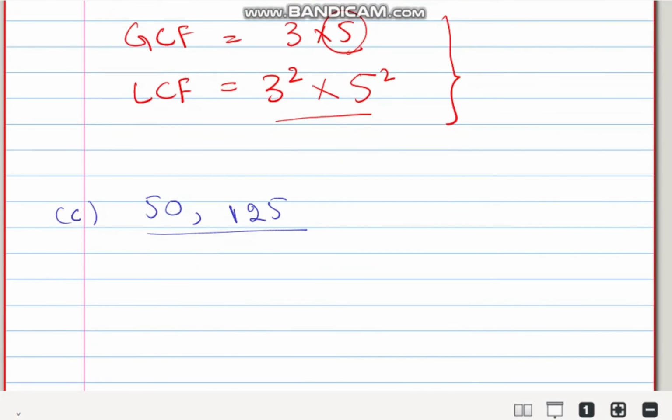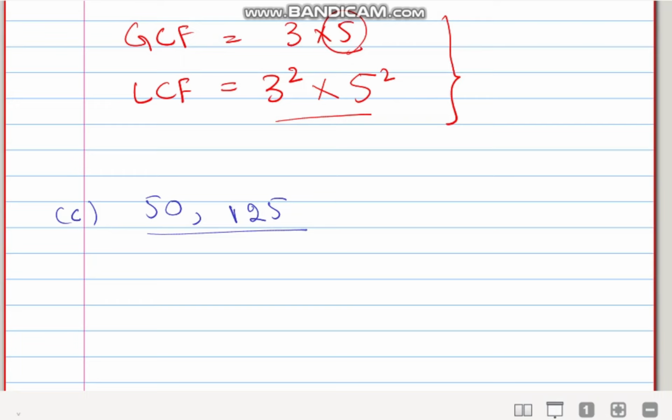We have this question, and you have to solve it. Students are solving this question: 50 and 125. We have to find the greatest common factor and the lowest common factor. These are just simple mathematics questions and simple algebra. So please do it.